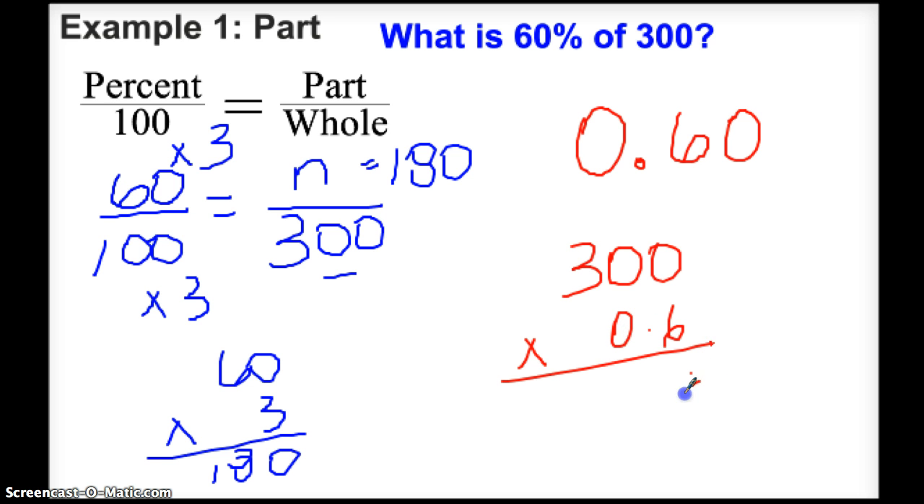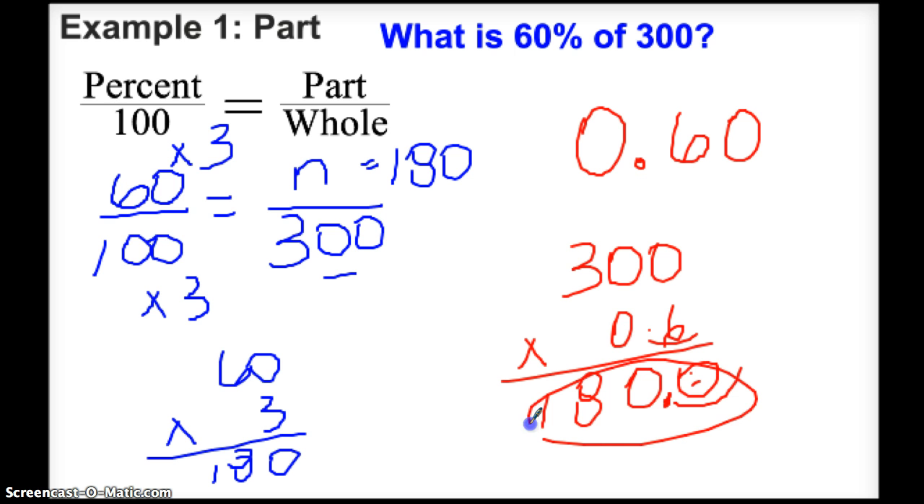Six times 0 is 0, 6 times 0 is 0, 6 times 3 is 18. I have one decimal place in my factor, so my answer is going to have one decimal place, and it's also going to be 180. So that's just 3 different ways that you can find the percent of a number.